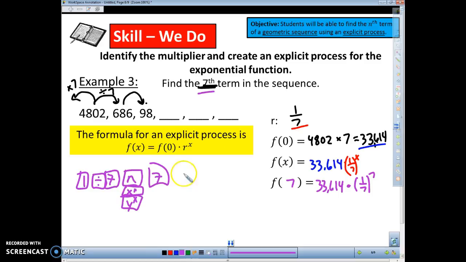Okay, that value, 1 divided by 7 to the 7th power, should be really, really small, 0.00001214. Then we're going to hit the multiply button, and you're going to punch in 33614. When you do this, you should get 0.0408. So this is approximately 0.04, and we'll just round there. Okay, so that would be the 7th term in the sequence.